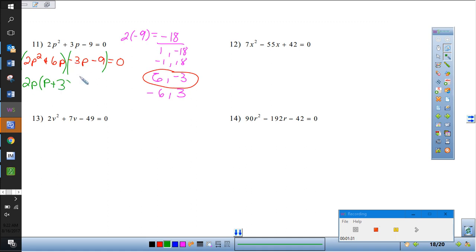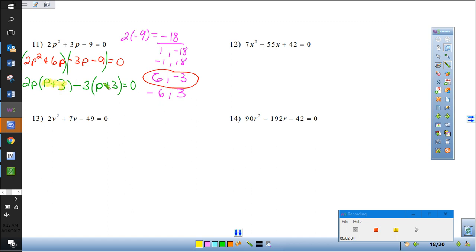For these last 2, the leading coefficient is negative, so I must factor out a negative. 3 and 9, 3 goes into both of them, so I factor that out. So when I take away negative 3 here, I'm left with p. When I factor out negative 3 from negative 9, I'm left with positive 3. To check, negative 3 times positive 3 is negative 9.